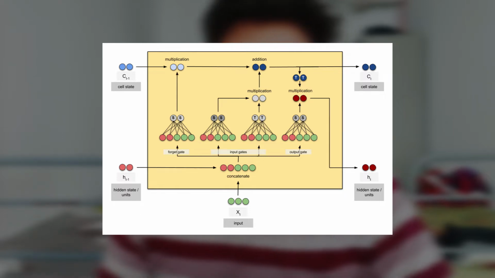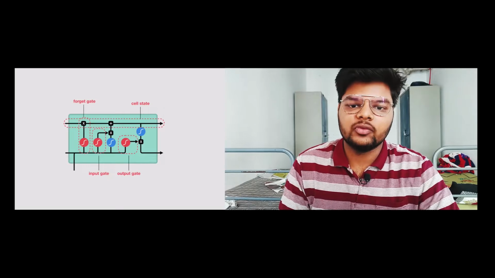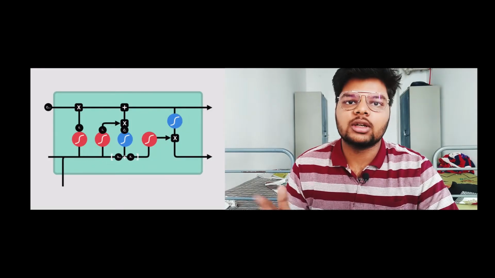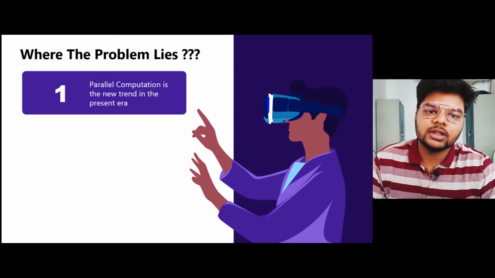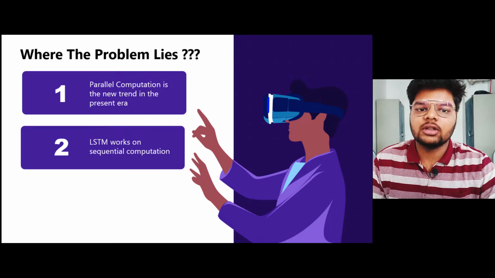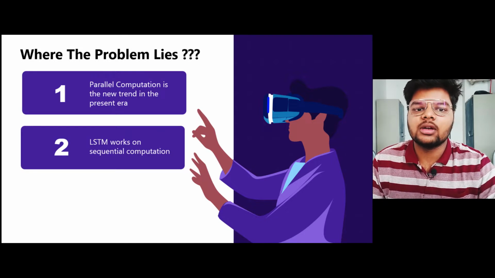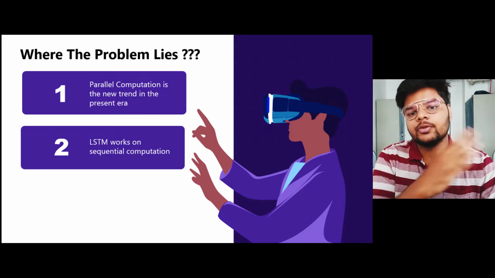But the architecture of the LSTM network is too complex and more complicated than RNN, which makes it even slower to train. But that's not the issue. In the present era of parallel computation where everything is getting parallelly trained and computed, LSTM networks use sequential computation where we need to pass the data sequentially as the current state processing requires the output of the previous state.